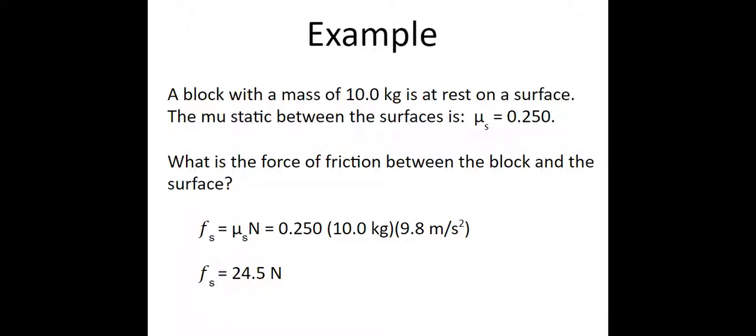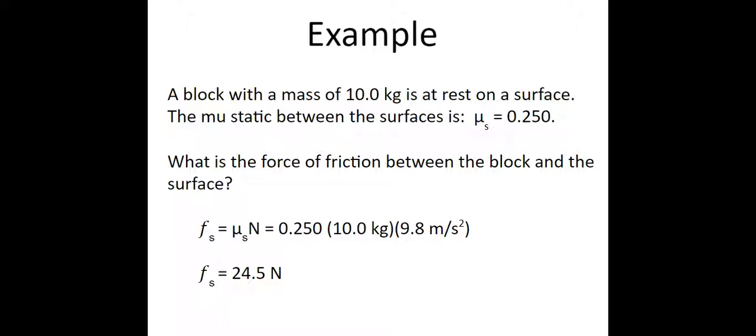Now here's a quick example calculation. If you had a block of mass 10 kilograms at rest on a surface, the mu static between the surfaces would be given in this case as 0.250. There are no units for this coefficient. What's the force of friction between the block and the surface?